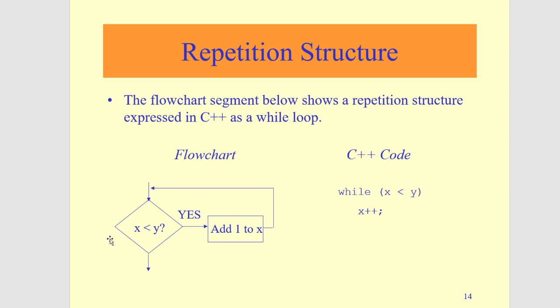Repetition structure. So, an example of that is this one. Here, we have the C++ code, no? So, while x is less than y, x increments, meaning x increases its value by 1. For example, the value of x here is 4. The value of y here is 6. So 4 is less than 6. That is true, right? So if it's yes, then add 1 to x. So it goes back here. And then the value of your x is now 1 plus 4, so it becomes 5. So is 5 less than y? Still yes.